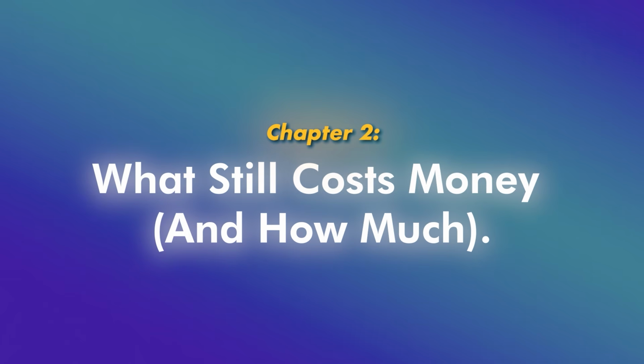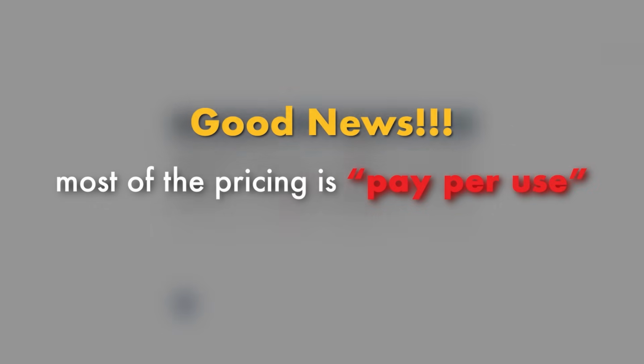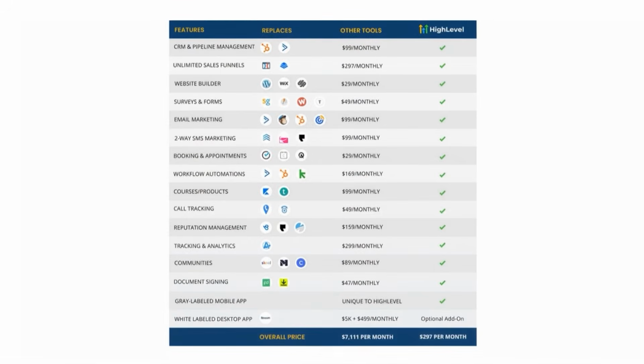But not everything is free. Chapter 2, what still costs money and how much. This is where it gets important for agency owners because you need to know what's going to show up on your bill. Outside of your subscription costs with GoHighLevel, there are some other small fees you need to pay. The good news is that most of the pricing is pay per use, so you only pay if you use it, and in most cases, it is less than a penny to use.